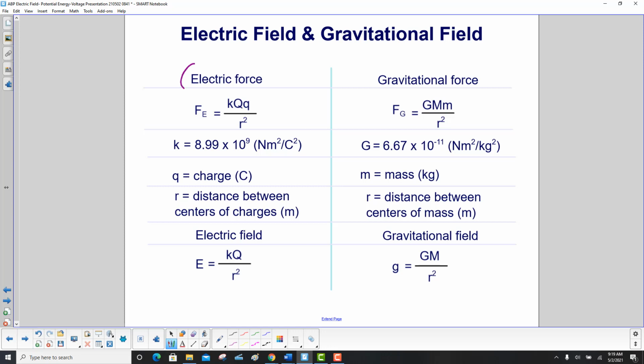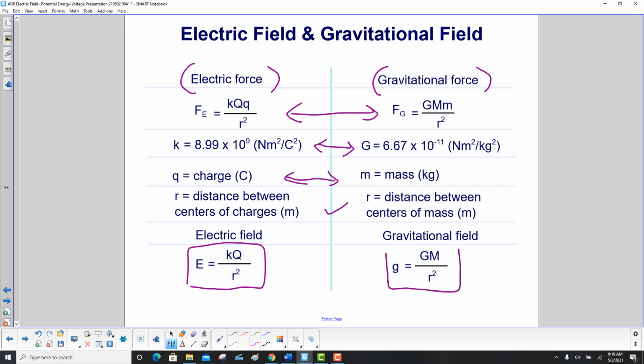So we have some information about the electric force here and the gravitational force here. The equations are very similar. Mathematically, they look identical. However, the constants are different, and we're dealing with charge on the left, mass on the right. r is the same. It's the distance between either the centers of charge or the centers of mass. And finally, the electric field. Again, the equation looks very similar. Just different letters, different quantities.